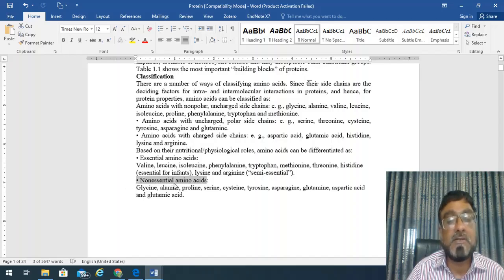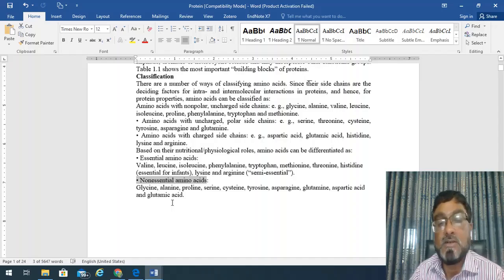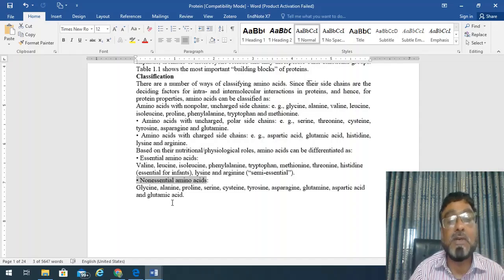Among the non-essential amino acids that are produced by our body are glycine, alanine, proline, serine, cysteine, tyrosine, asparagine, glutamine, aspartic acid, and glutamic acid. We will be looking at the chemical structures of all of these amino acids.